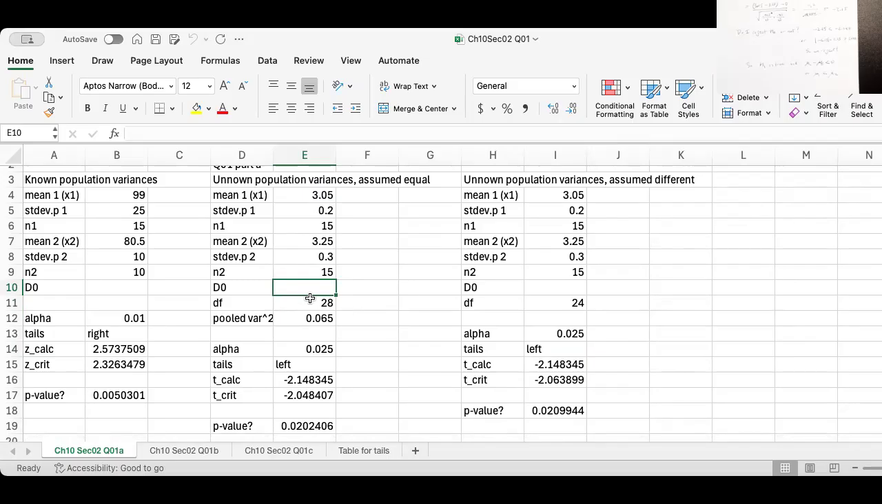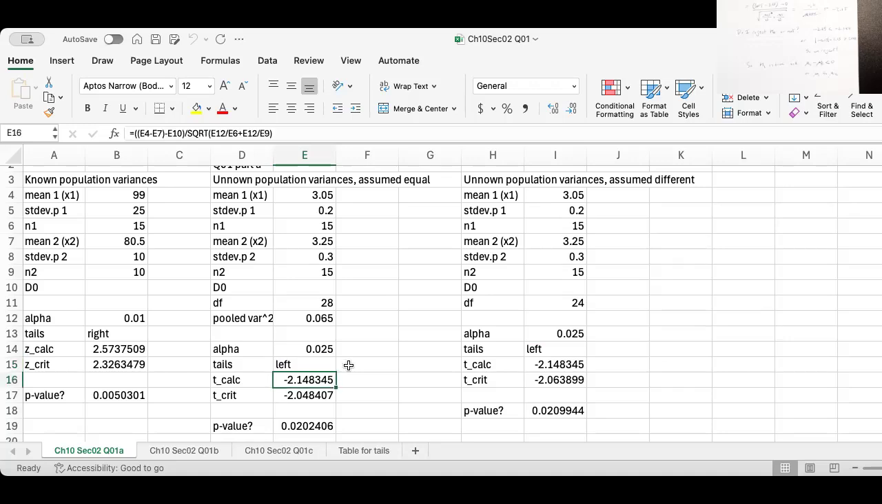And then I said, okay, degrees of freedom is number of people in group 1 plus number of people in group 2 minus 2. I did the variance calculation. There's the formula for it right up there, the same formula we had written down. Alpha was 0.02. I wanted a left tail test. See how that's a drop down? You can pick whether you want to do a left, a 2, or a right tail test.